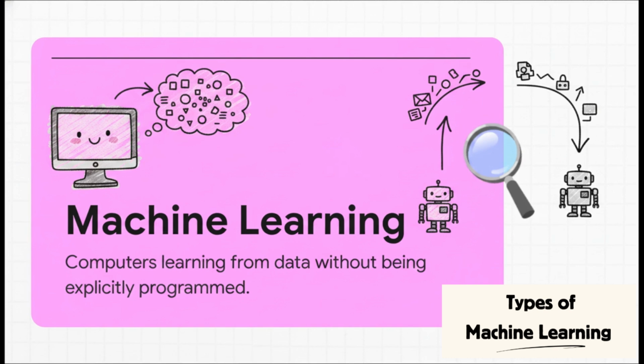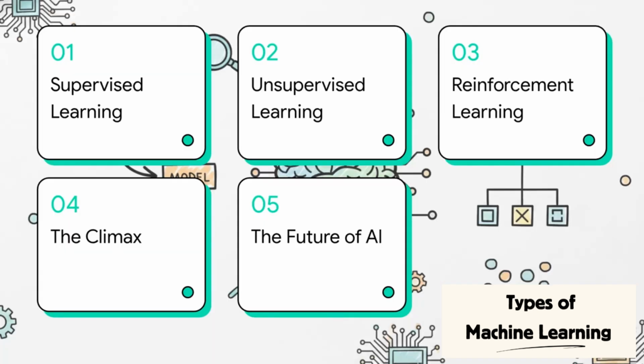It removes the need for explicit programming, letting the computer improve its own performance simply by being exposed to more and more information. Today, we are going to explore the three distinct teaching methods we use to train these digital students: supervised learning, unsupervised learning, and reinforcement learning.